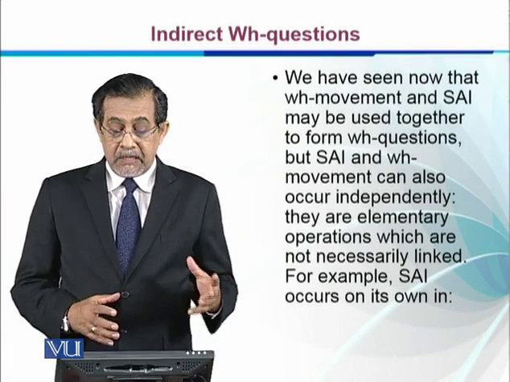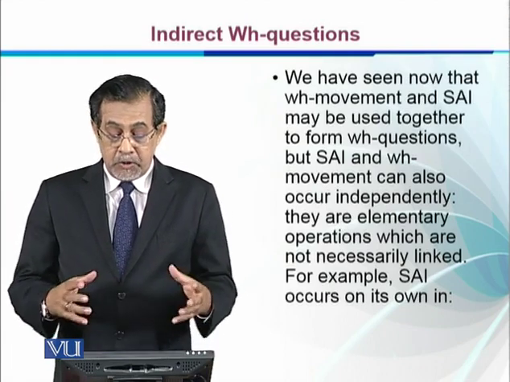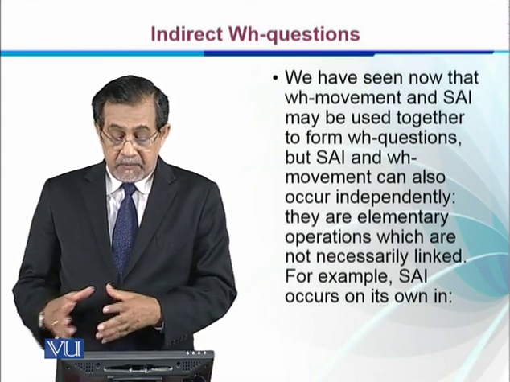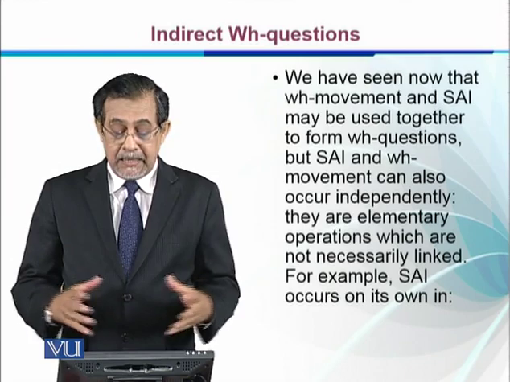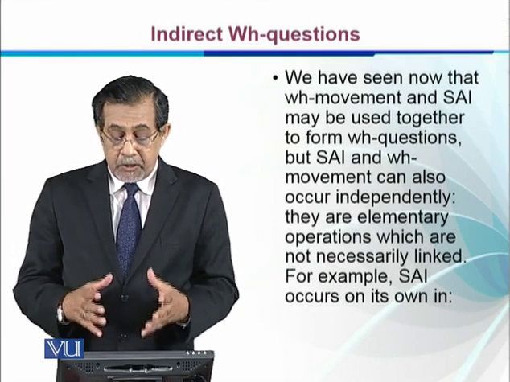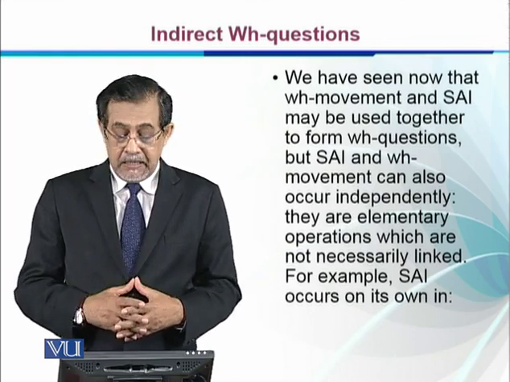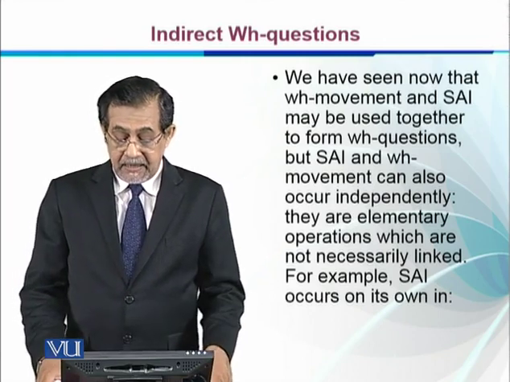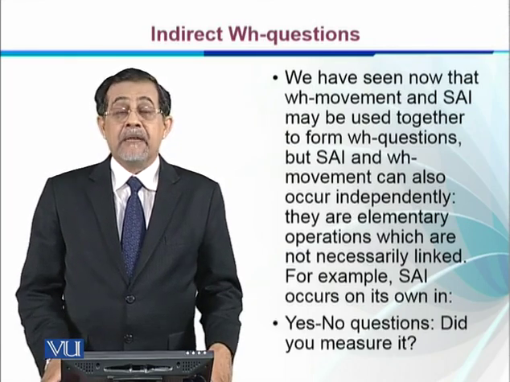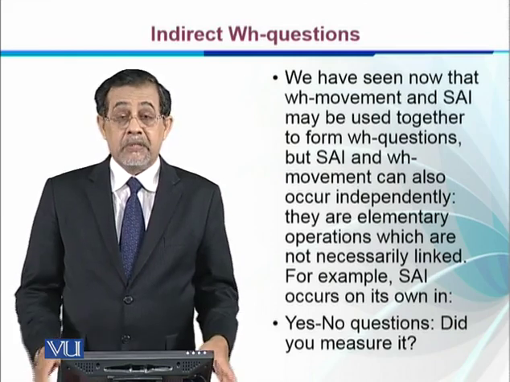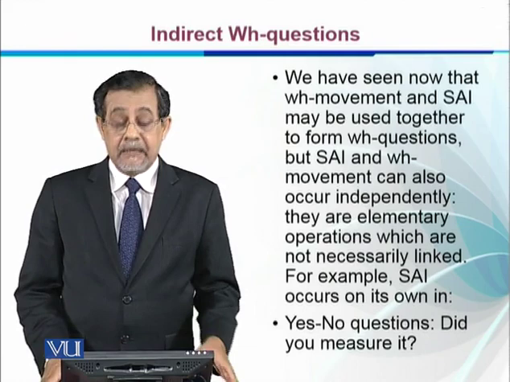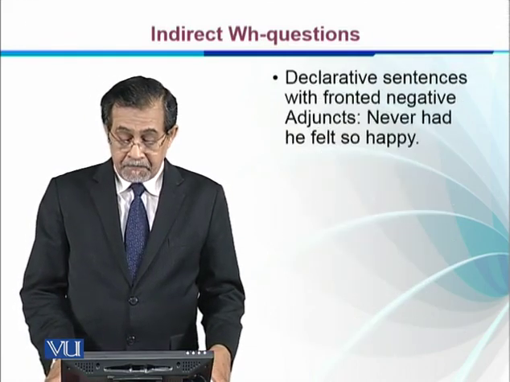We have seen now that WH movement and SAI may be used together to form a WH question, and WH movement can also occur independently. They are elementary operations which are not necessarily linked. For example, SAI occurs on its own in a yes/no question, did you measure it? Right? So you can see that it has SAI, or movement, in it.